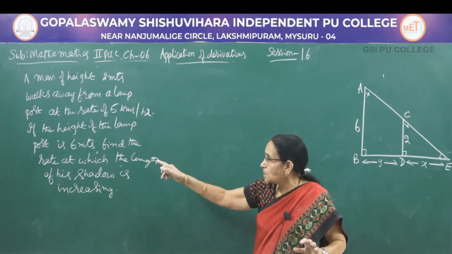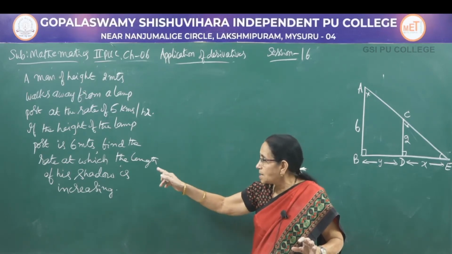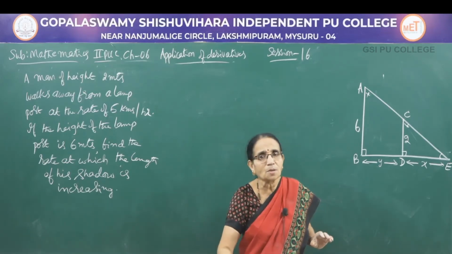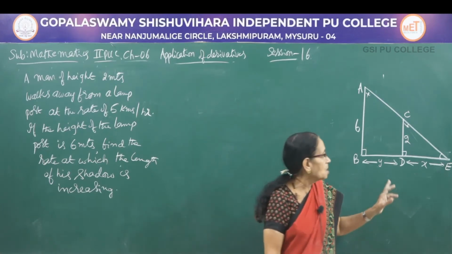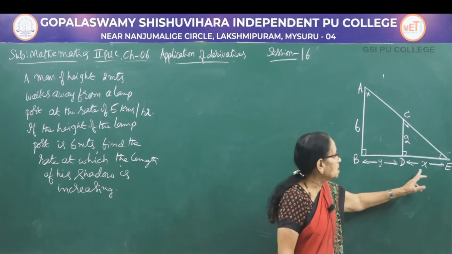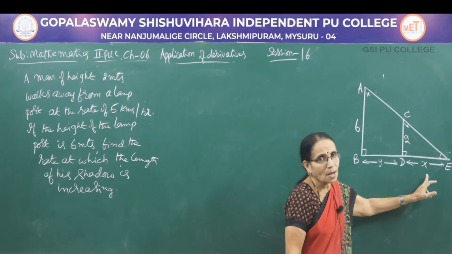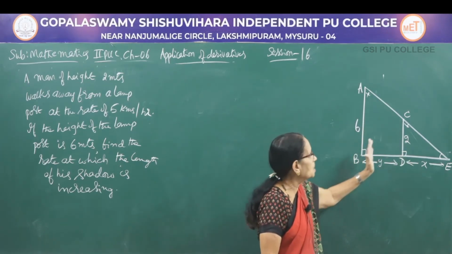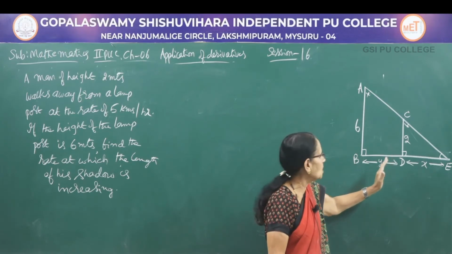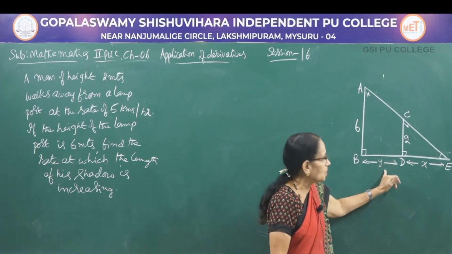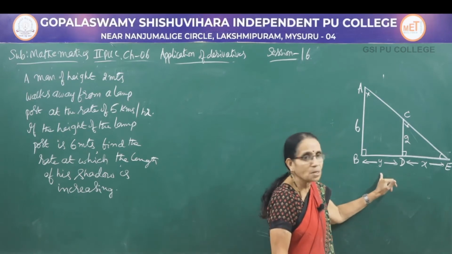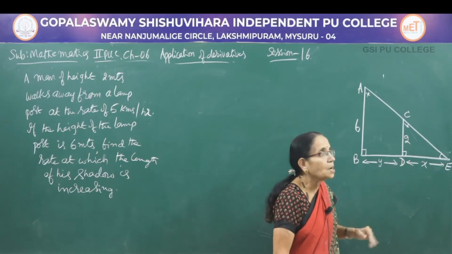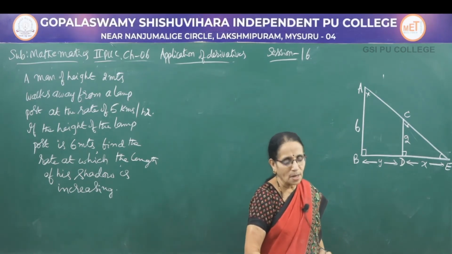If the height of the lamp is 6 meters, find the rate at which the length of the shadow is increasing. So dy by dt is given, dx by dt has to be calculated. So what is the data? AB, the lamp post, is 6. CD, the man, is 2. And this I have taken y, this I have taken x. dy by dt has been given, dx by dt has to be calculated.